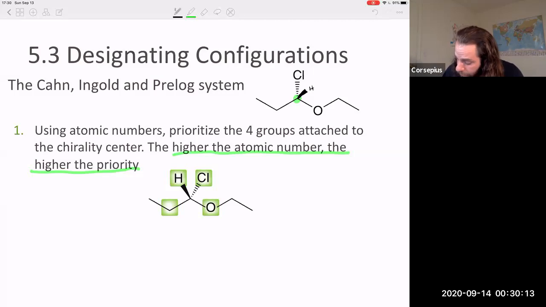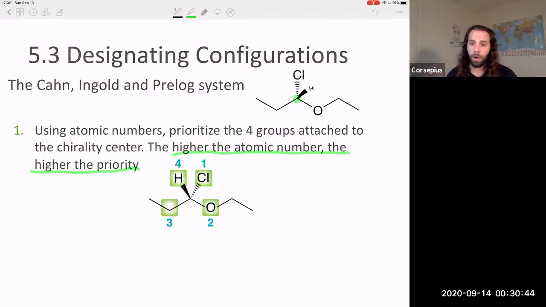Okay, so here I can assign priority to each one of these groups. Which one has the highest atomic number? That would be the chlorine. Which one has the lowest atomic number? That would be the hydrogen, sitting all the way at 1. All right, and then carbon versus oxygen. Oxygen has a higher atomic number than carbon, right? So in terms of priority, this is how I would assign priority to this molecule here.